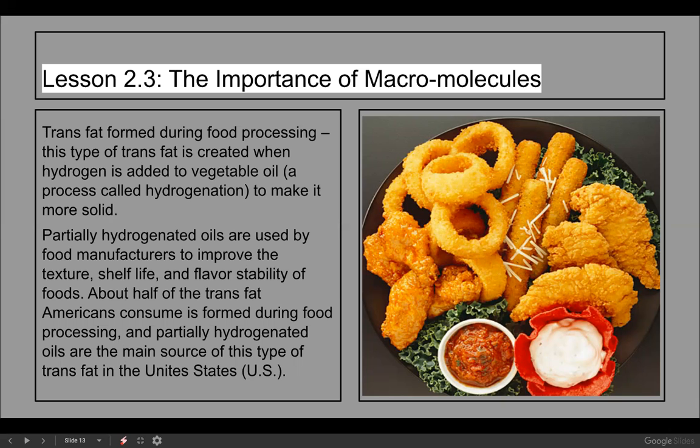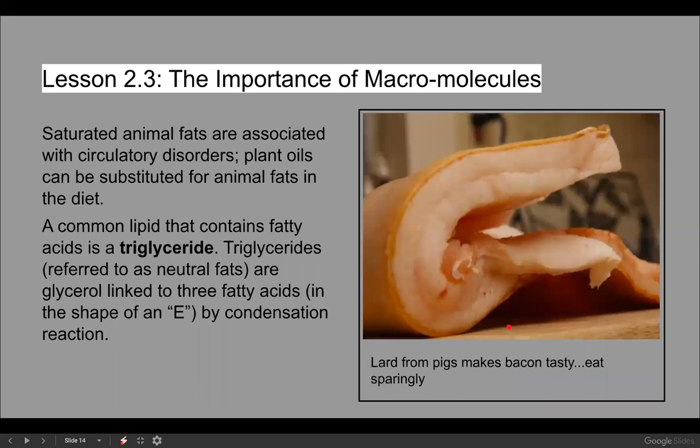Half of the trans fat Americans consume is formed during food processing, and partially hydrogenated oils are the main source of this type of trans fat in the US. Saturated animal fats are associated with circulatory disorders. Plant oils can be substituted for animal fats in the diet.